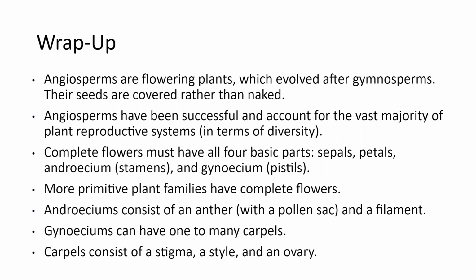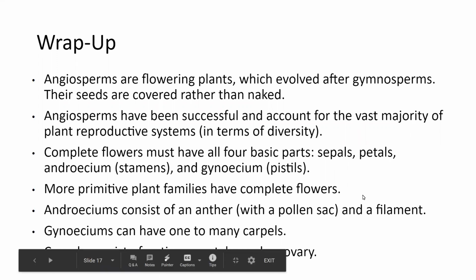And each carpel consists of a stigma, which receives the pollen, a style to sort out the pollen, and an ovary. And so that's a wrap on angiosperms, on complete flowers. We'll talk about examples of incomplete flowers in the next recording.